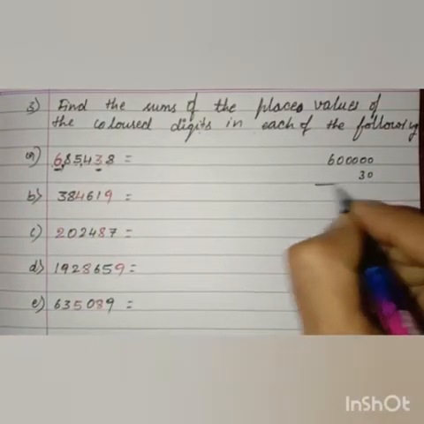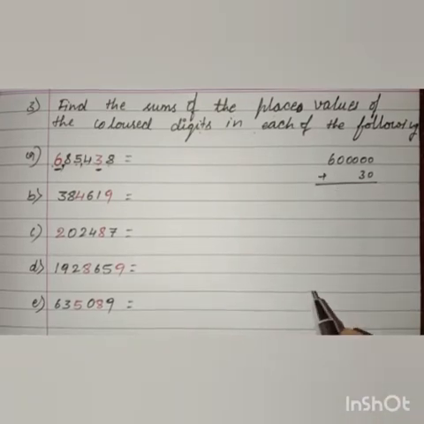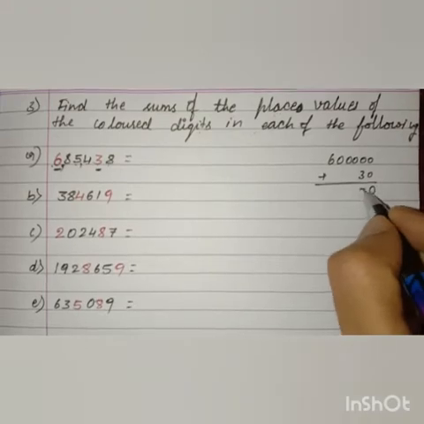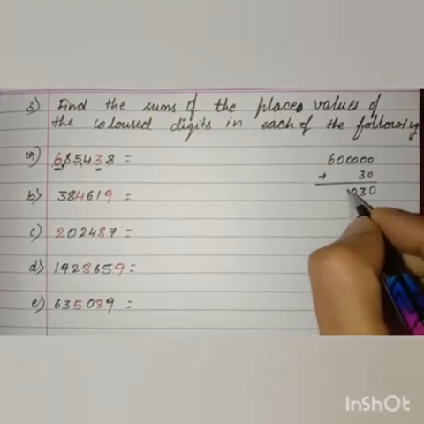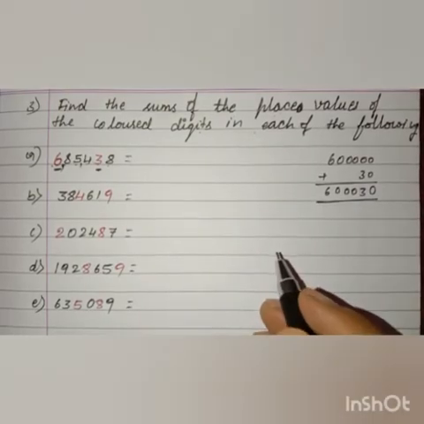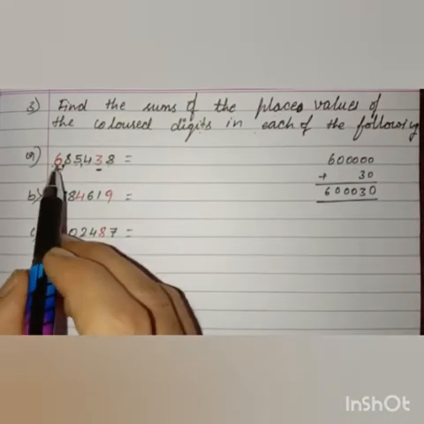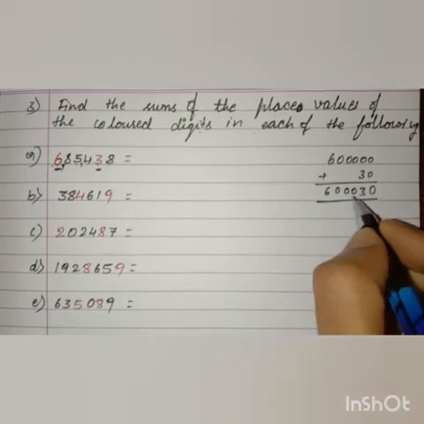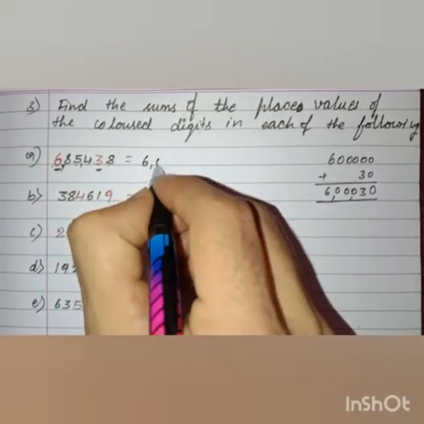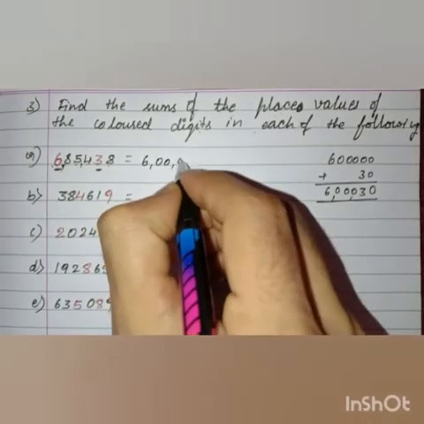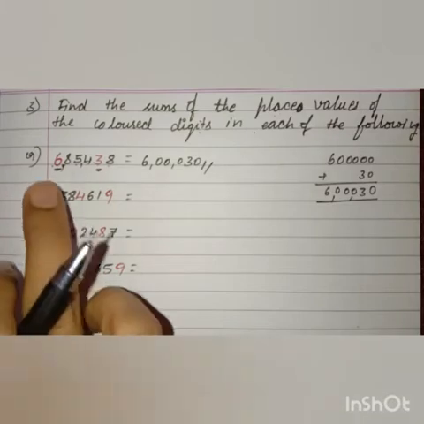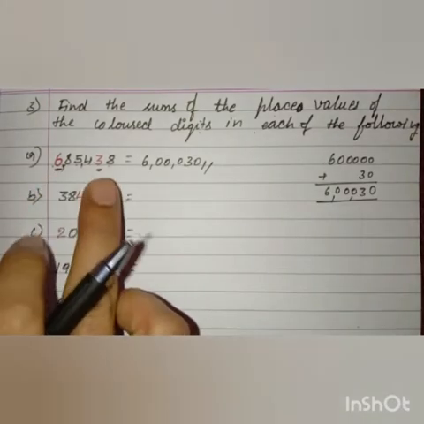So now let us add these two numbers, okay? So 0 plus 0 is 0, 0 plus 3 is 3, 0 remains same, 0 remains same, 0 remains same, 6 remains same. So what is the sum of the place values of 6 and 3? That is 6 lakh 30 is the sum of the place values of the colored digits.